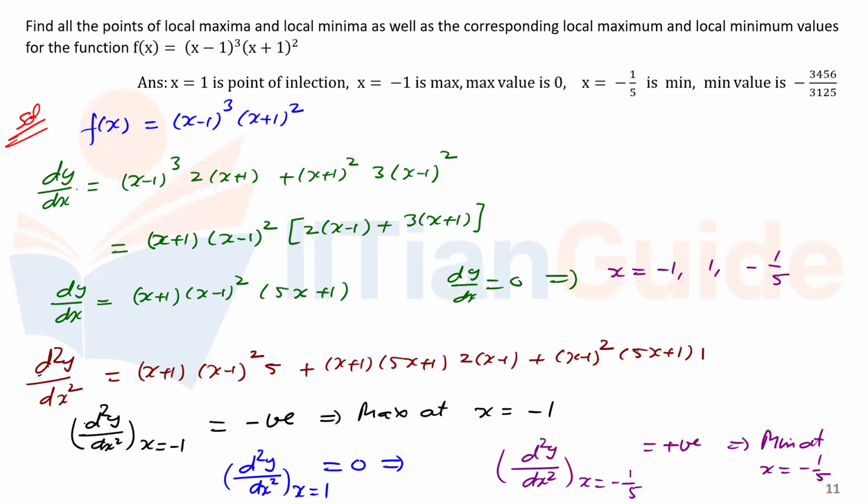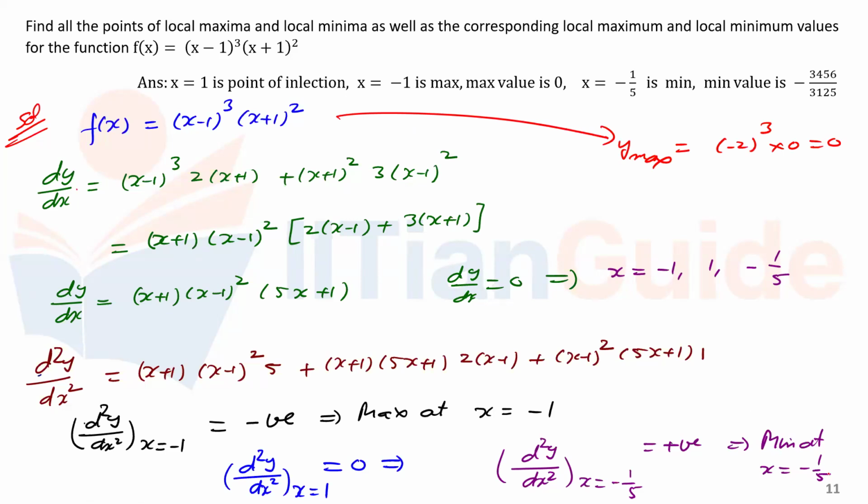Clear? Yes, sir. Okay. He has asked about the maximum and minimum value. I'm not going to calculate it, but anyway, I'm showing you here. The function has a maximum at x equal to -1. So y maximum I will get when I put x to be -1, that is -2 into -1 plus 1, which is 0. Y maximum will be 0.